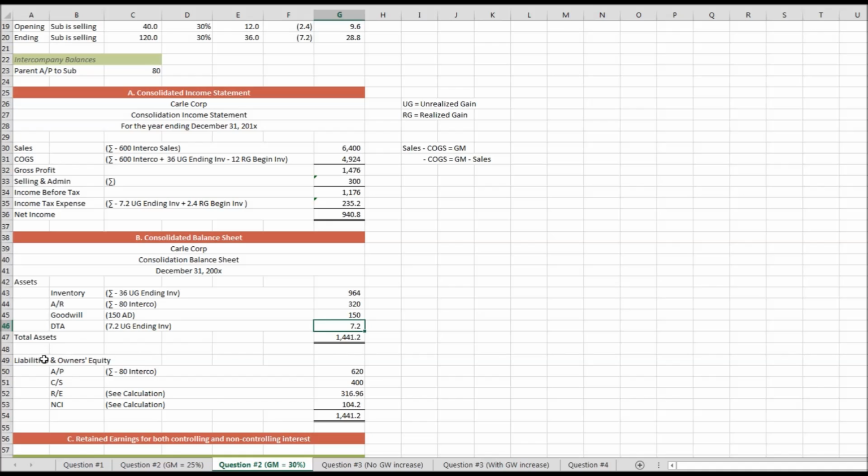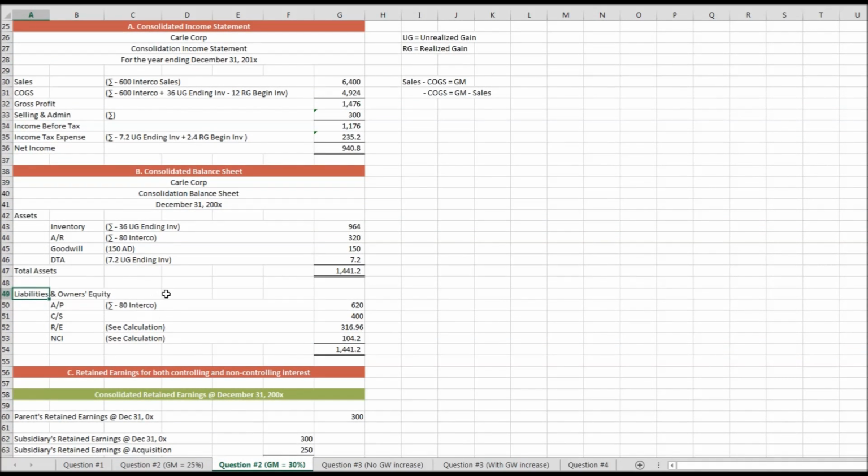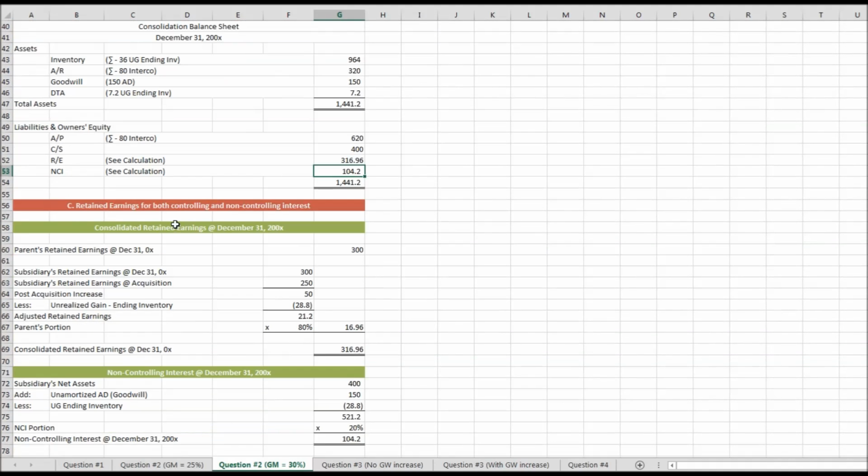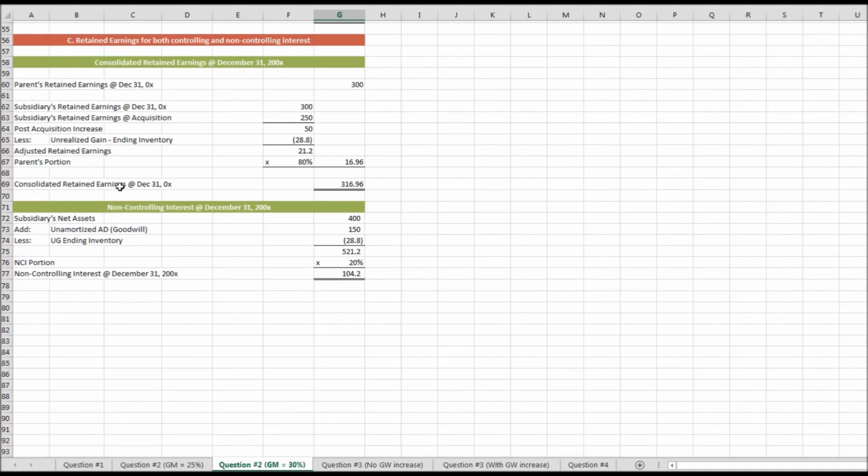All right, so now moving down to the liabilities and owner's equity, right over here. So like we discussed, that 80 is taken out, and common shares remains the same. And then we have retained earnings and non-controlling interest. And this is actually part of Part C. So when you write the midterm, you probably want to leave that blank right off the top. All right, so moving down to Part C.